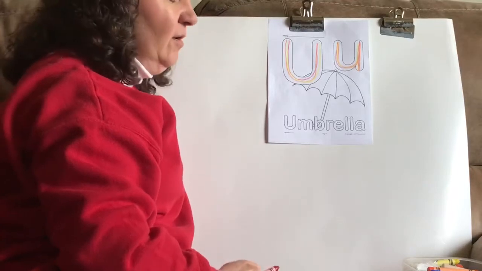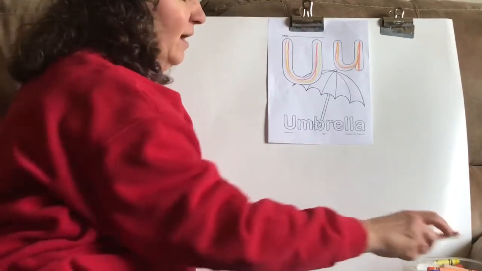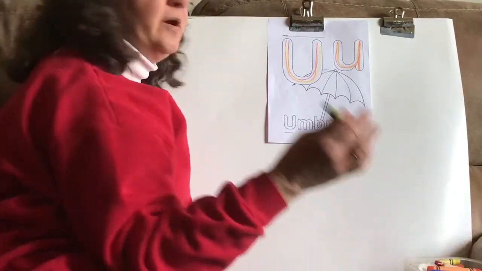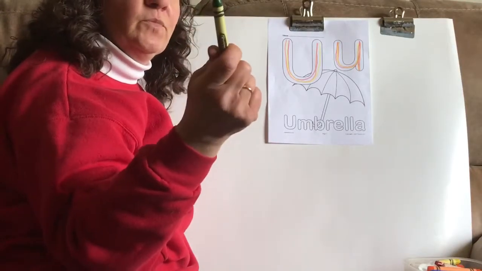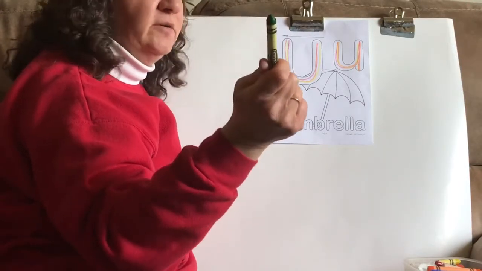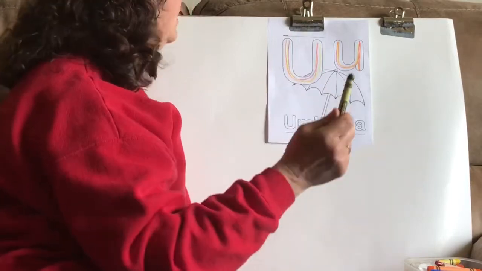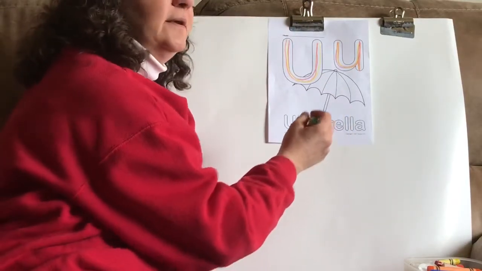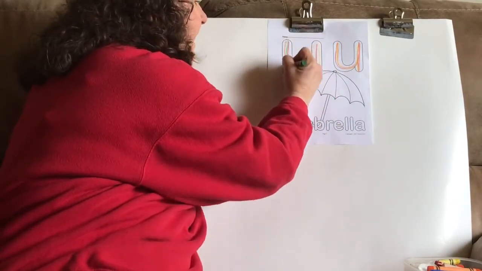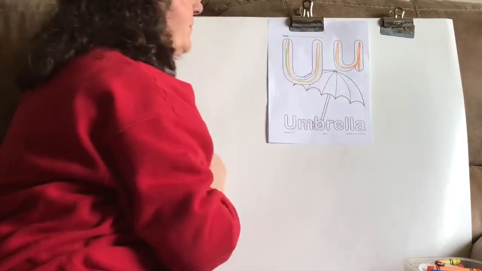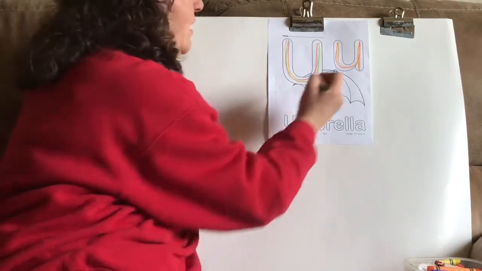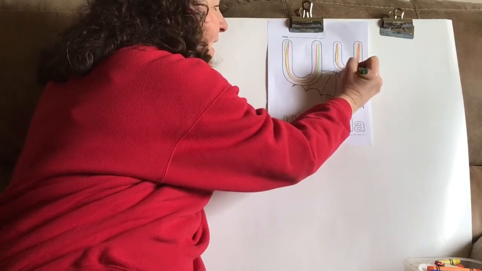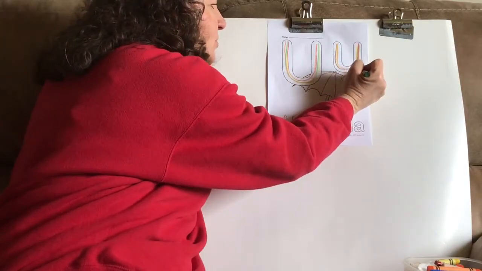Very good. All right, let's see. What color is this one? Green. Good. Let's take our green crayon now. Do you have your green crayon? All right, let's do it again. You ready? Down and up. Okay, let's do the lowercase one now. Down and up and pull straight down.